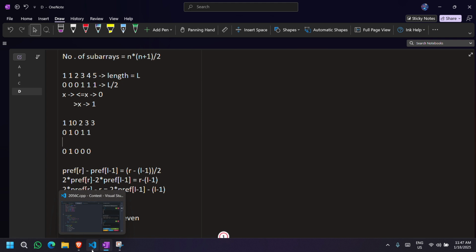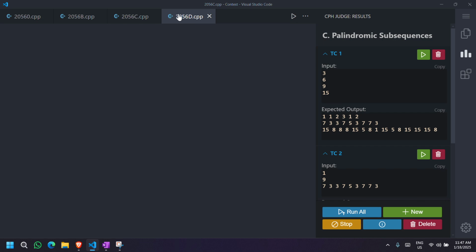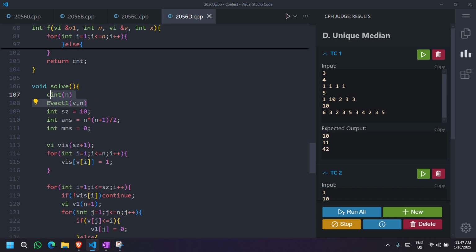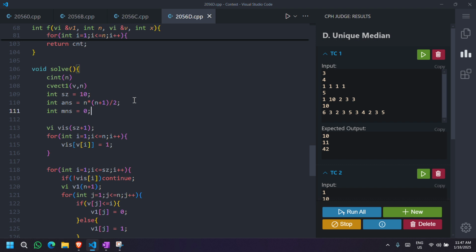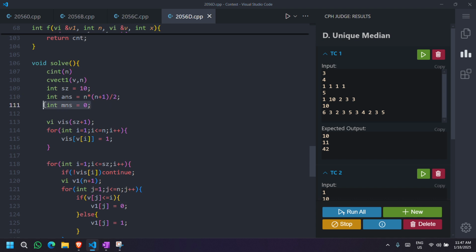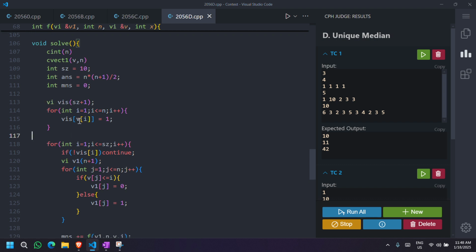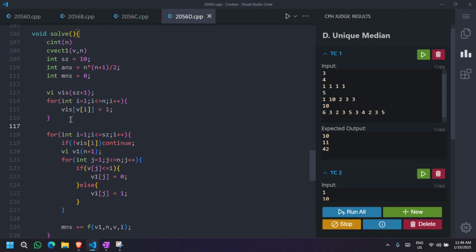So let's see the code. Here I am taking input and I am taking a vector. This is a one-indexed vector. I am working on one indexing, and this is the maximum element range, which is up to 10. I am initializing the answer with the total number of subarrays, which is n times (n plus 1) divided by 2, and we have to subtract from this our answer. Now I am marking which elements are present, because if the number is not present, then it can't be a median for that array.